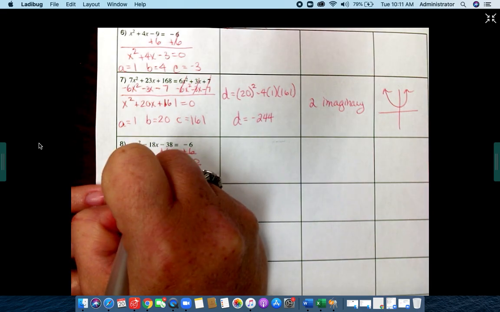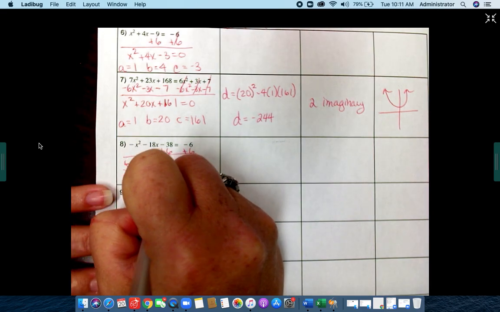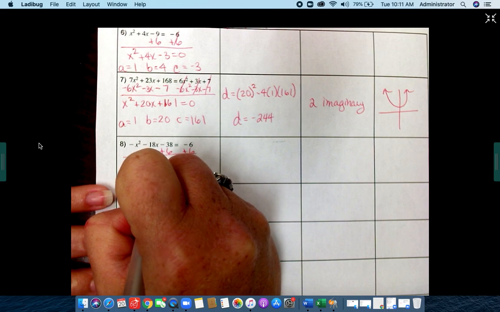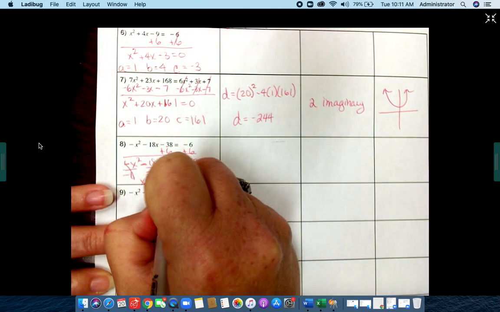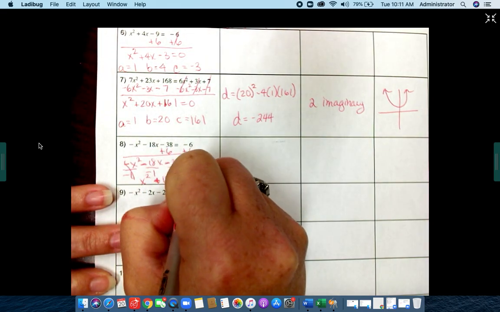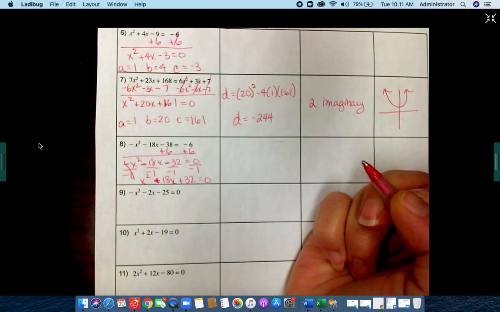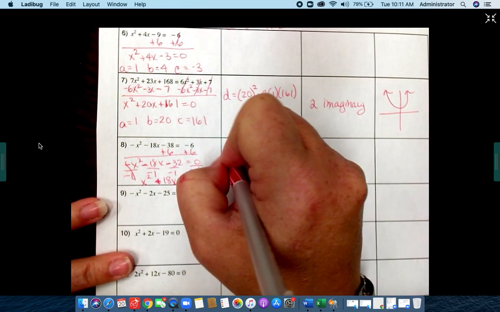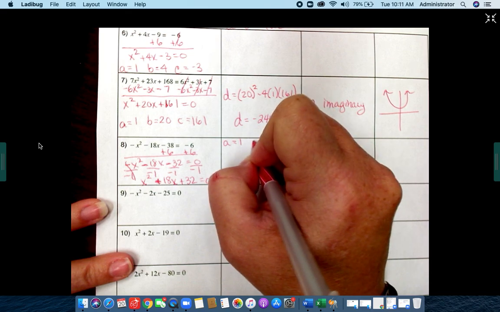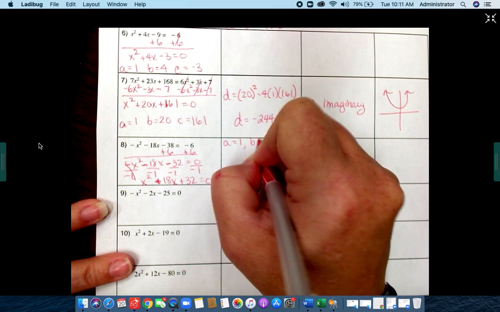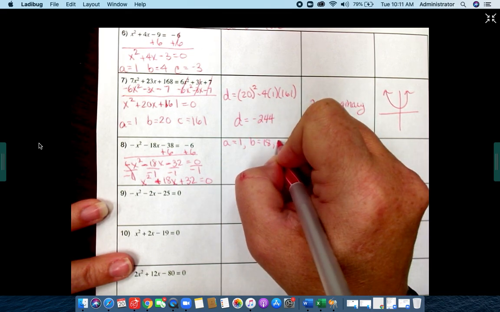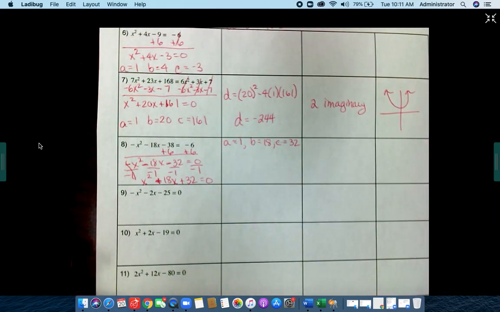So here I have x squared plus 18x plus 32 equals 0. And that's going to be a lot easier, right? Since I don't have much room here, I'm going to come over here to my a equals 1, b equals 18, and c equals 32. And I'll let y'all finish that.